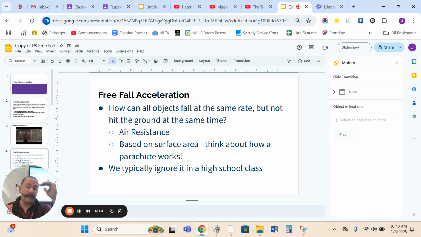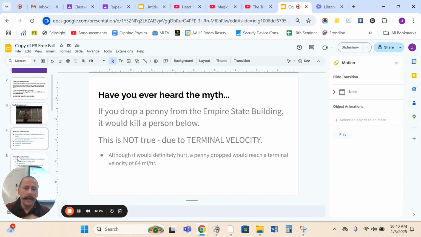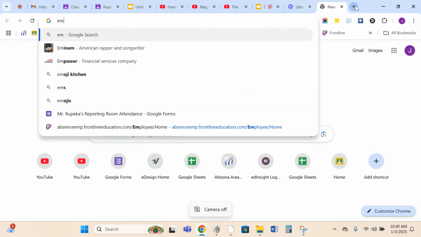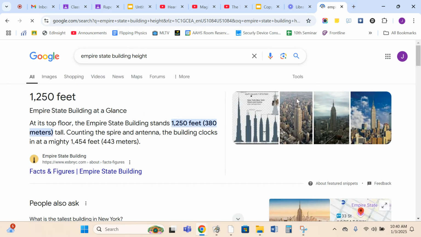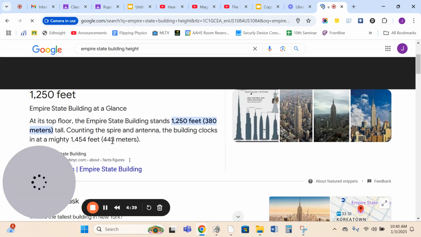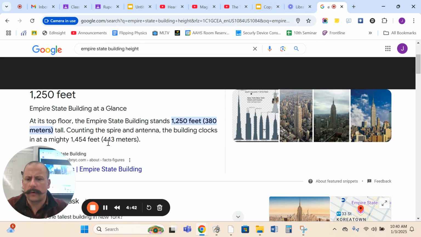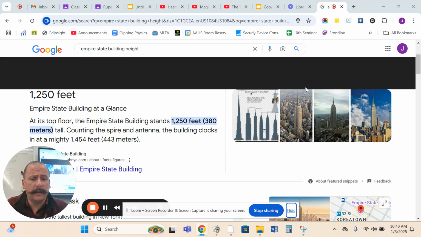If I'm dropping a feather and a brick from the same height at the exact same time, which one will land first without air resistance? Think back to the second half of the video after they sucked out all the air. Now, you might have heard the myth that if you drop a penny from the top of the Empire State Building, which is very, very tall, about 12,500 feet or 443 meters, so a lot of room for it to fall.